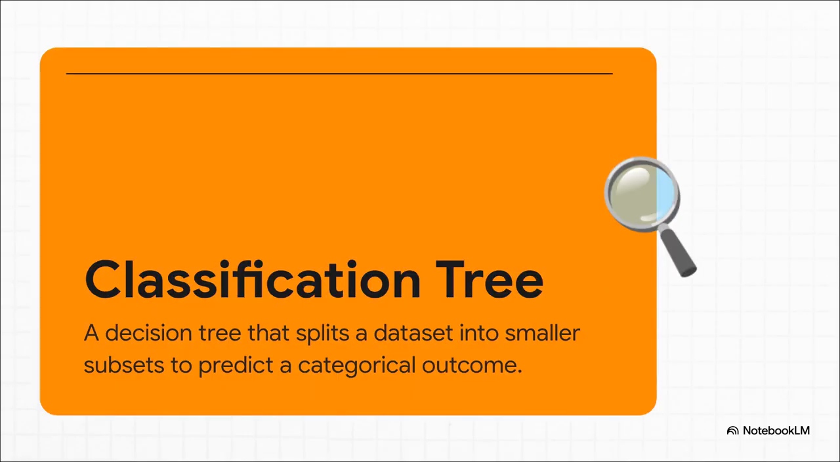So first things first, let's get on the same page. Both of these, CHART and CHAID, are what we call classification trees. Just think of them as a really smart flowchart. They start with a big, messy pile of data and start splitting it into smaller and smaller groups until each group is, well, pretty much the same. The whole point is to predict a category, right? Like, is this customer going to churn? Or what kind of buyer is this person? That's the game we're playing.